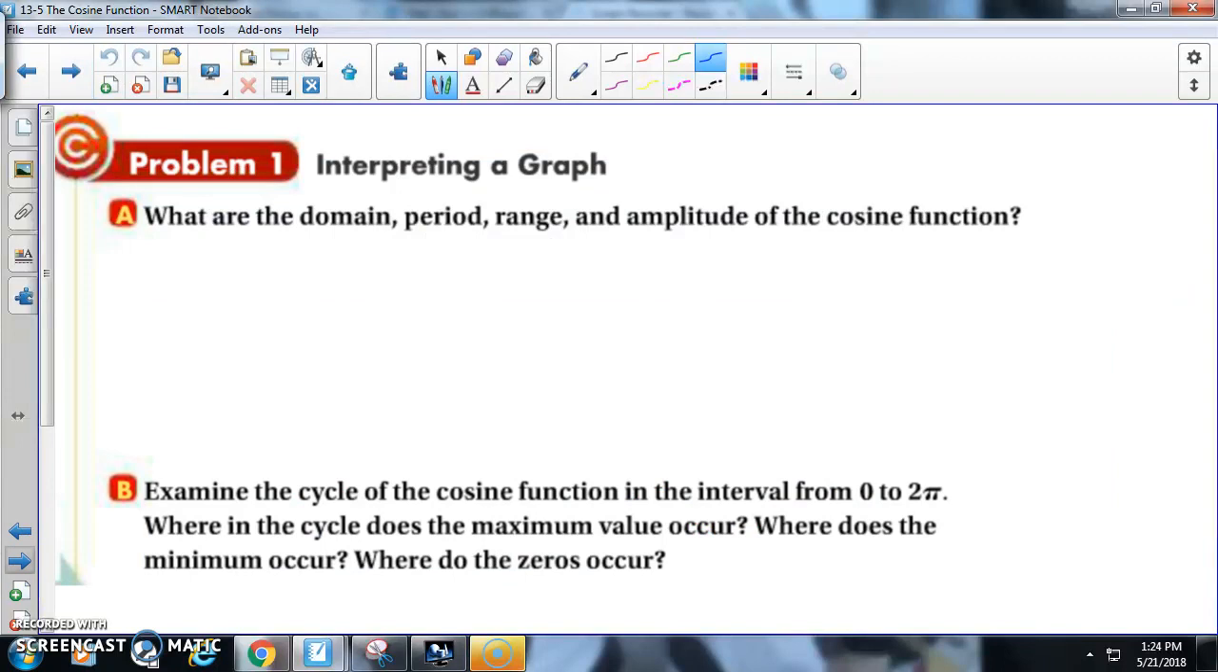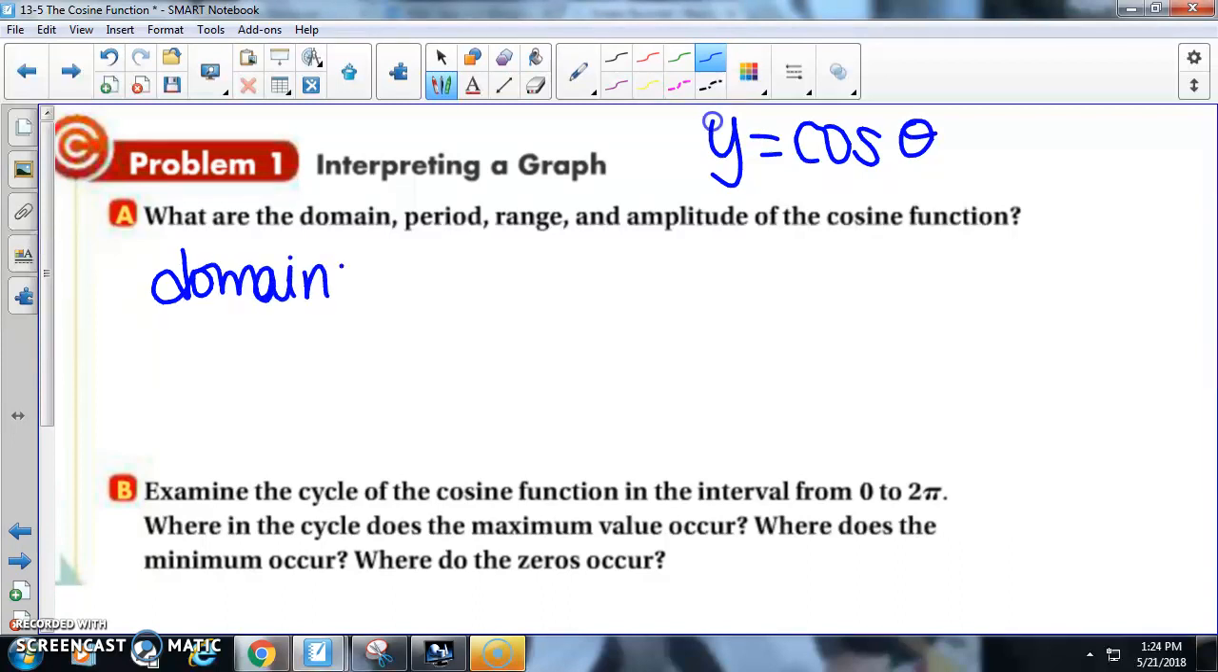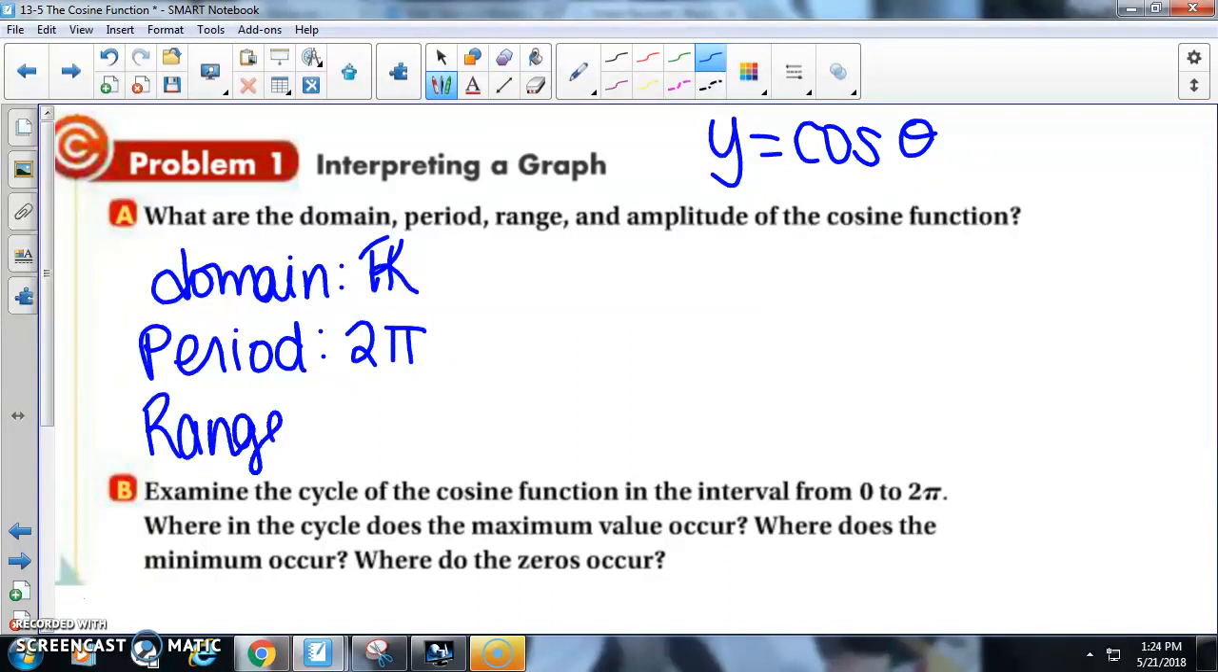Interpreting a graph. What are the domain, period, range, and amplitude of the cosine function? So if I have y is equal to the cosine of theta, our domain is all real numbers because we have no restrictions. Our period is 2 pi, just like it is for sine. Our range is from -1 to 1. And the amplitude of the cosine function is 1.